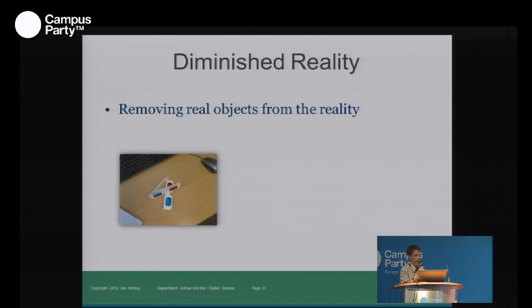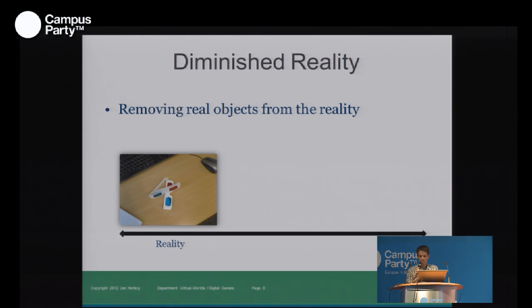So how is it going? We have to remove a real object and we have to identify it. So we have on the one side the reality again, and there we have to identify the object we want to remove. And here, in the center image, this is demarked as this mask image.